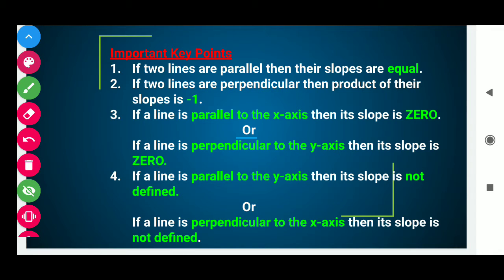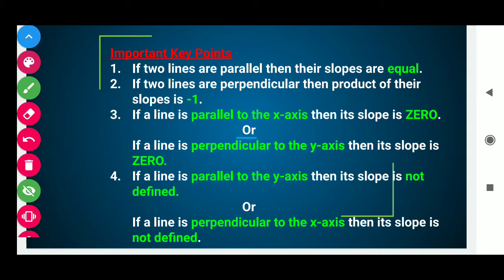Third one is, if a line is parallel to the x-axis, then its slope is 0. Suppose students, if we draw the x-axis and y-axis and make a line that is parallel to the x-axis. So students, in this way, the slope of this line is 0. We can also say that this line is parallel to the x-axis as well as perpendicular to the y-axis. So students, in this way, the slope is 0.